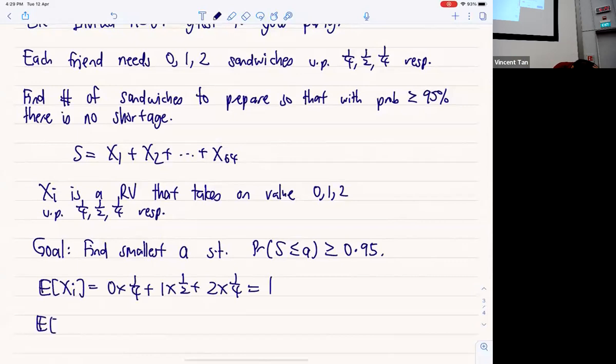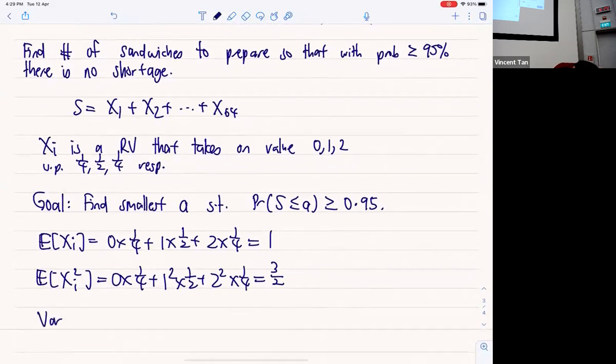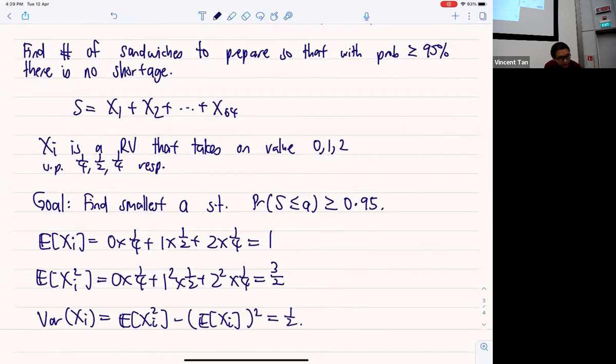So now let's compute the variance. In order to do so, we compute the second moment: 0 squared times a quarter plus 1 squared times half plus 2 squared times quarter. This is what? 3/2. So hopefully by now you would know how to compute the variance. That will be the second moment minus the first moment squared, which is half. Okay, I will not talk about how to compute these things.